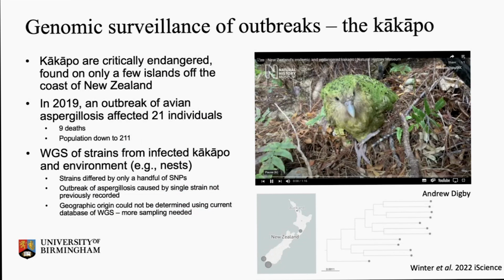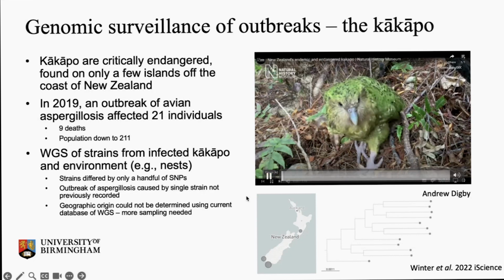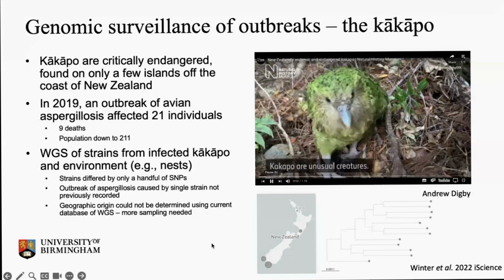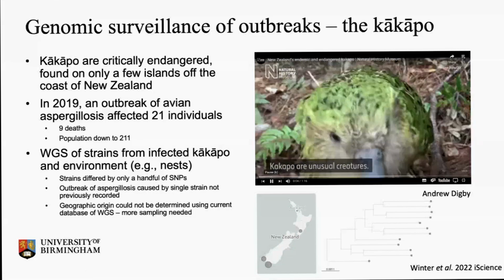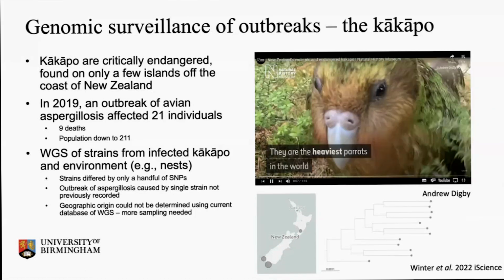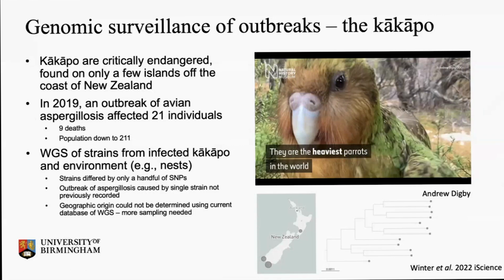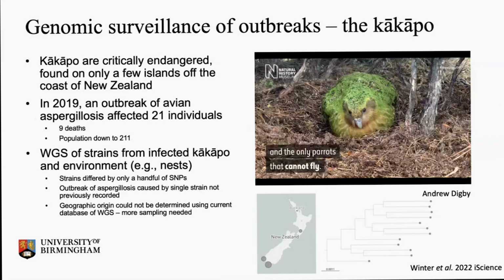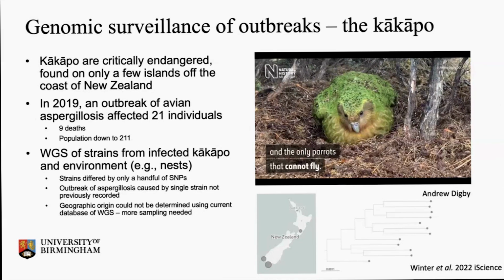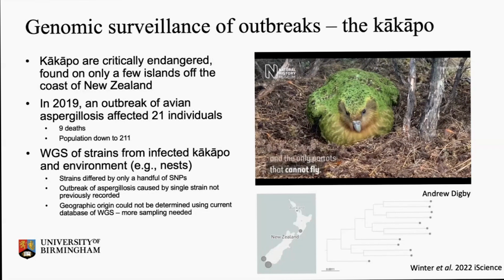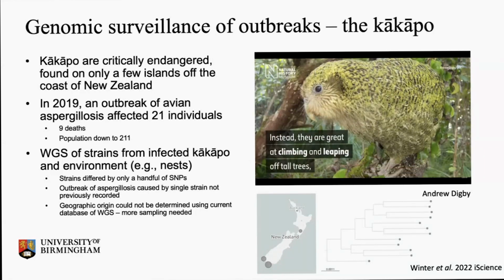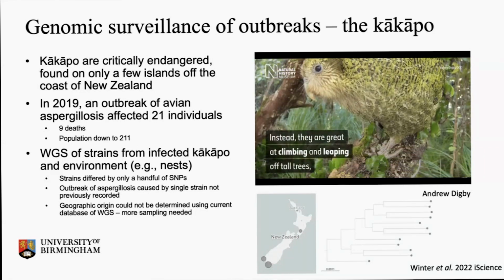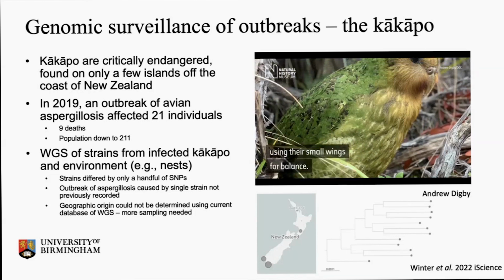And we have used genomic surveillance for other outbreaks, the kakapo, for instance. If I just talk as I play this, you might have seen this documentary. The kakapo are critically endangered. They are flightless parrots. They're kind of cute. They are quite big, but they're only found on a few islands off the coast of New Zealand. So in 2019, there was an outbreak of avian aspergillosis affecting 21 individuals. And when the population is only a couple of hundred, if there's 9 deaths, then this is really critical.